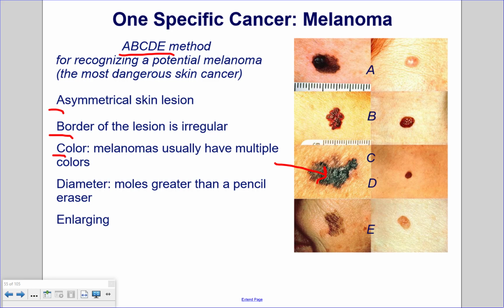D, diameter. If the mole is greater than the head of a pencil eraser, it could possibly be a melanoma, a couple millimeters in diameter. And E, enlarging or evolving, changing over time.